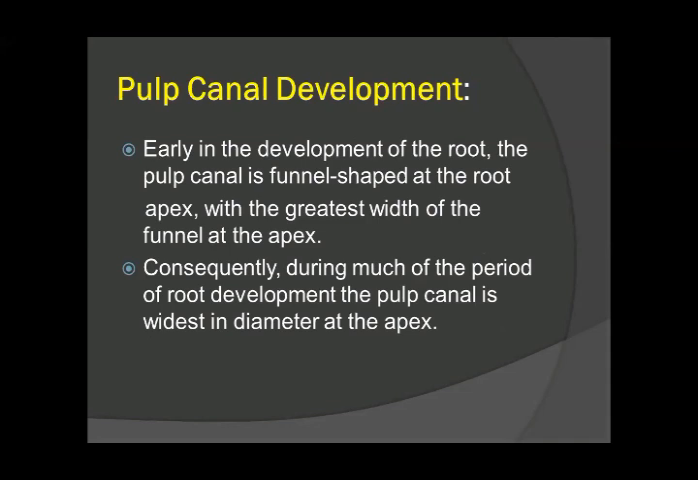Early in the development of the root, the pulp canal is funnel shaped at the root apex, with the greatest width of the funnel at the apex. Consequently, during much of the period of root development, the pulp canal is widest in diameter at the apex.